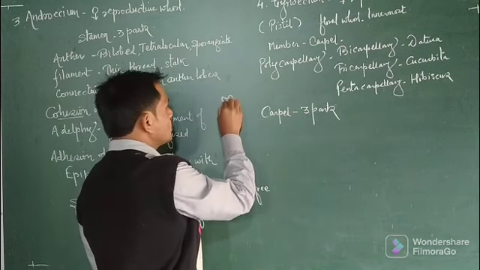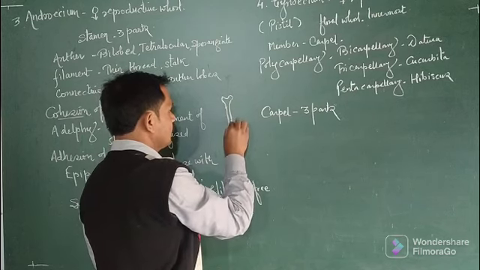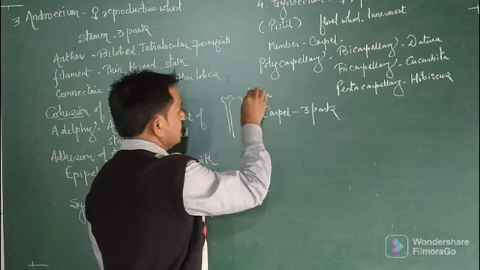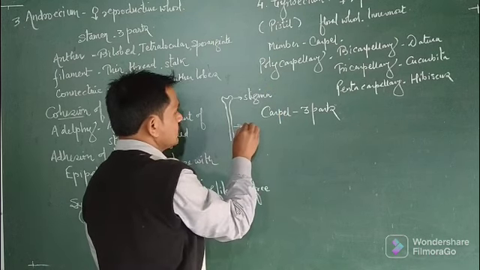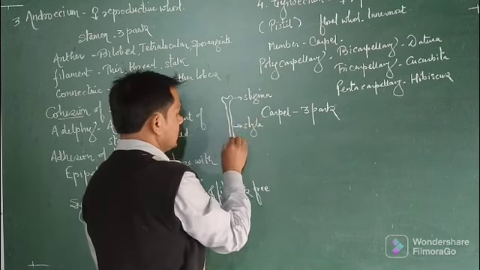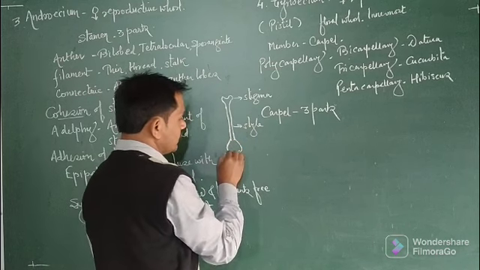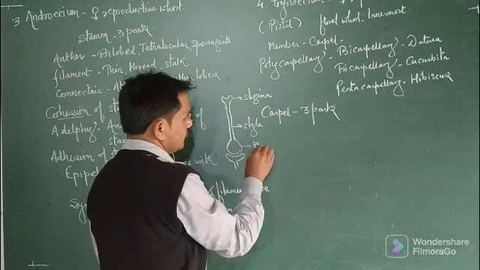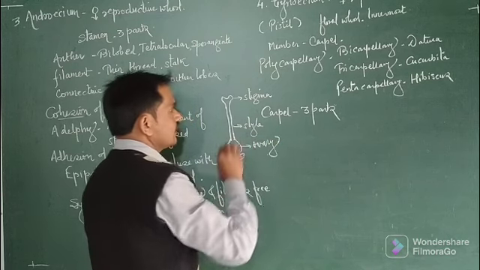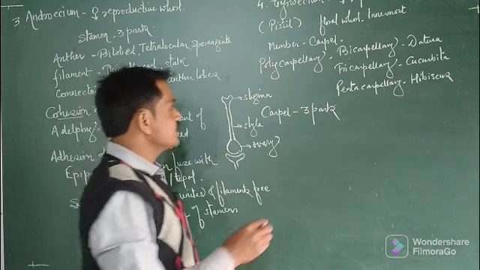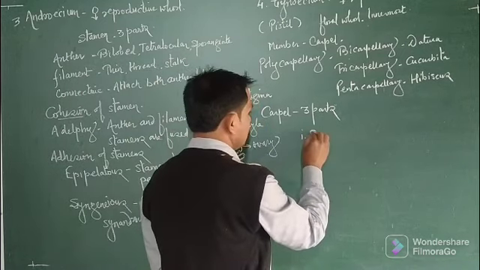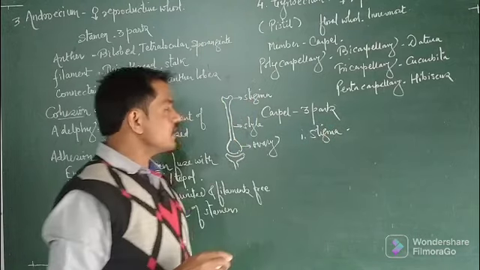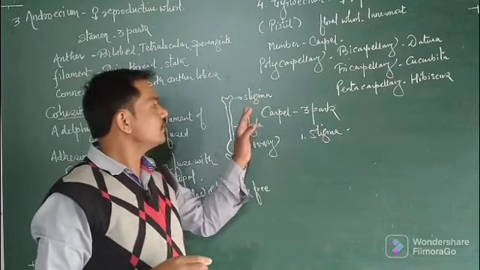Here the uppermost exposed part, this is the stigma. The middle one, style. And the basal solan structure, this is nothing but the ovary. See the first part, this is the stigma. Stigma is the uppermost, exposed part.